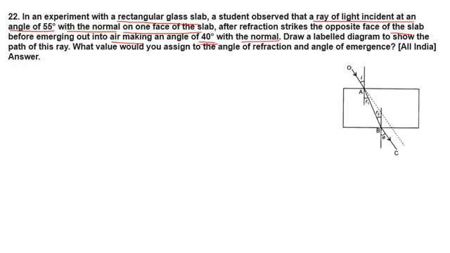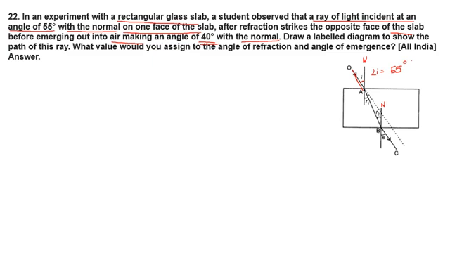So there is an experiment. In this experiment, the student has taken a rectangular slab. What he observed is that a ray of light is incident at an angle of 55. That means the angle between the normal, this is my one normal, this is my second normal, and the incident ray. So this is the incident ray. The angle i over here is 55 degree, right?